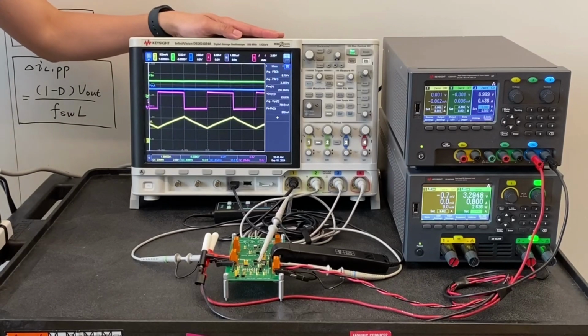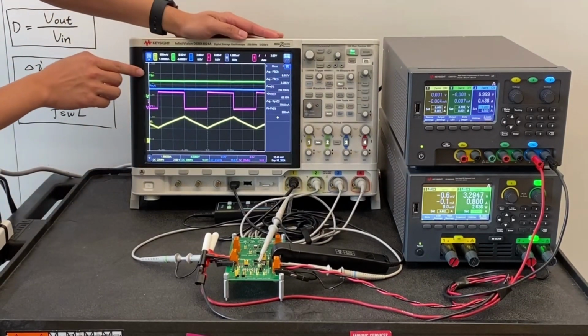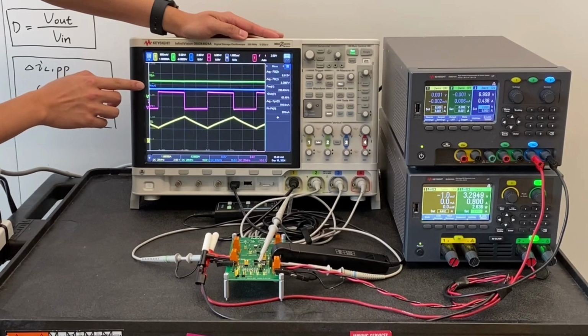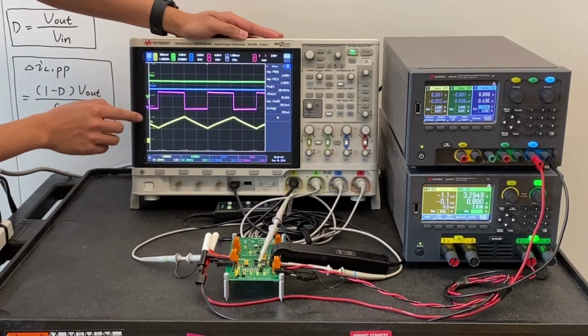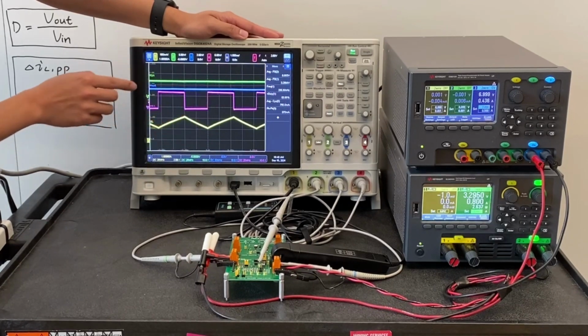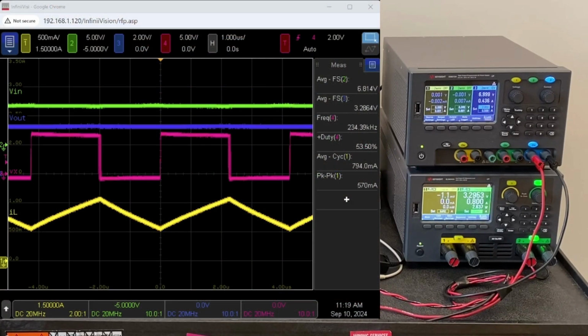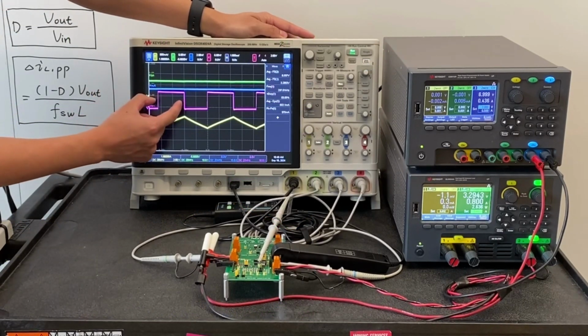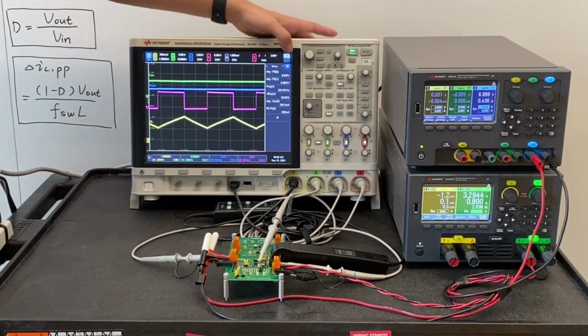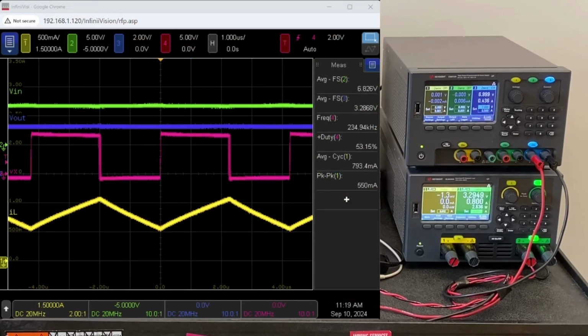Here on the screen of the oscilloscope, we have the green waveform showing the input voltage, blue waveform showing the output voltage, the purple waveform showing the switch node voltage, and the yellow waveform showing the inductor current. As we can see from the measurement on the right-hand side, we have roughly 7 volt input, 3.3 volt output. The switching frequency is around 250 kilohertz. The duty ratio, which is the ratio of the on time to the switching period, is around 54%.